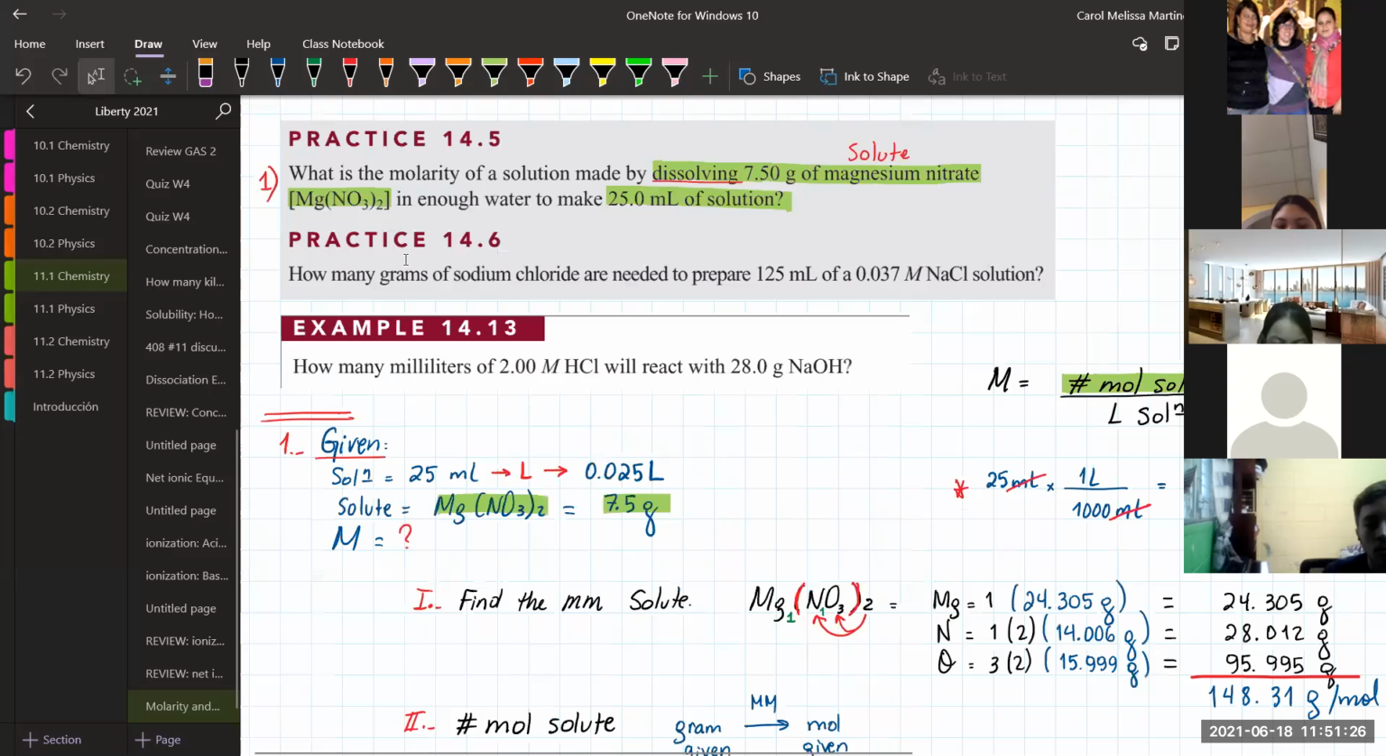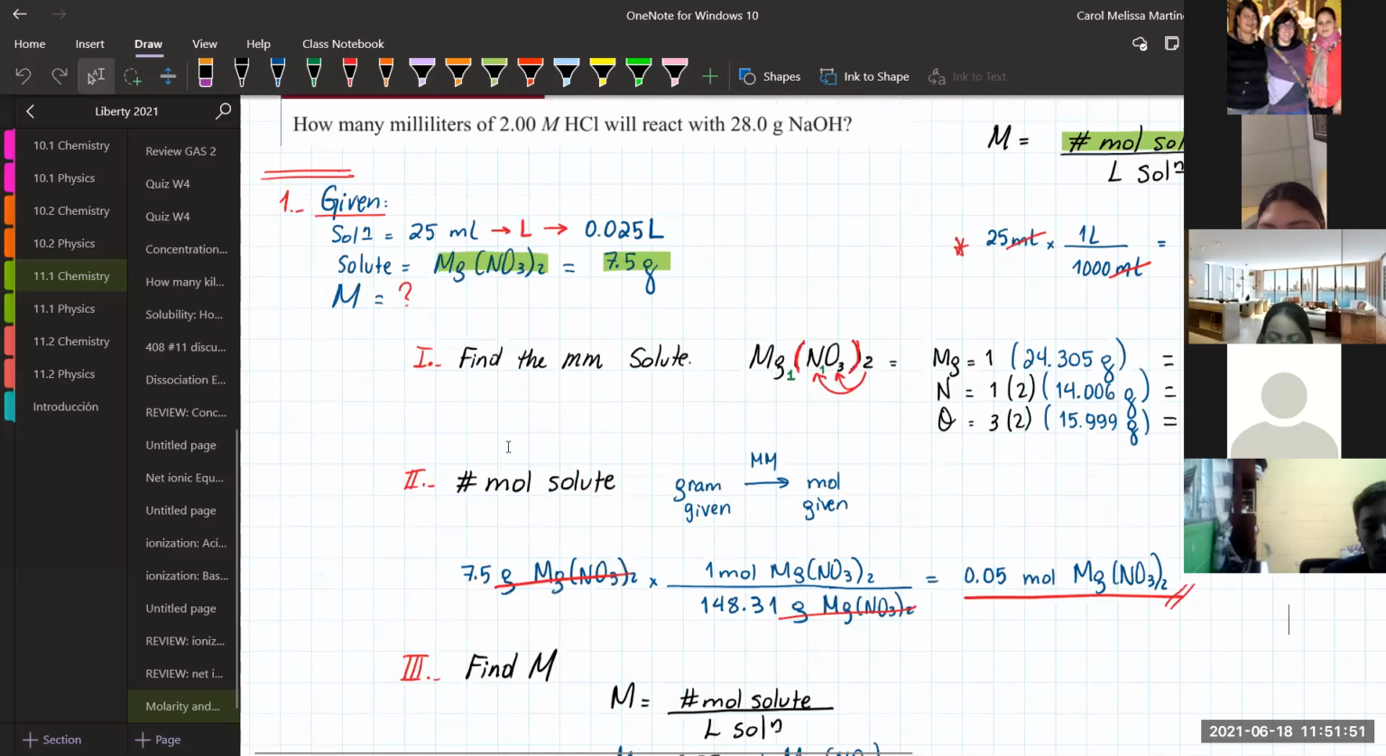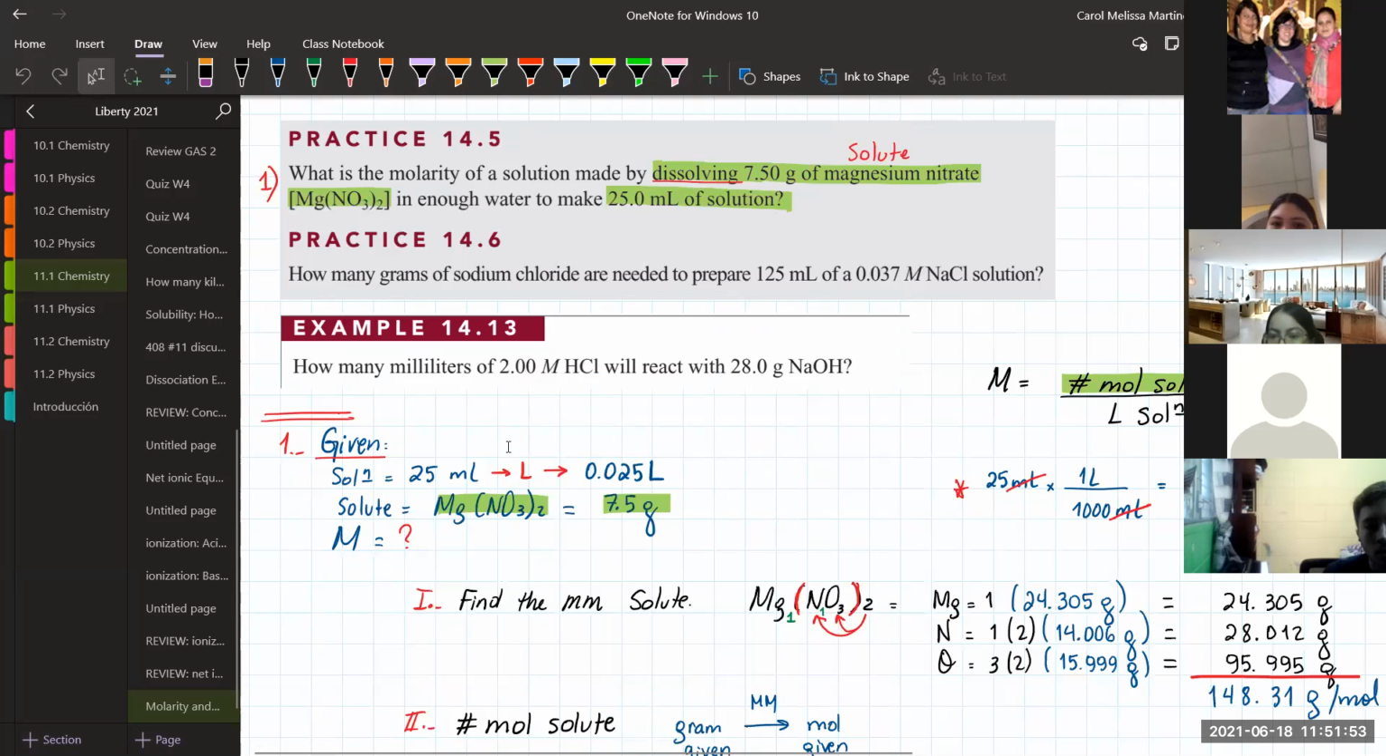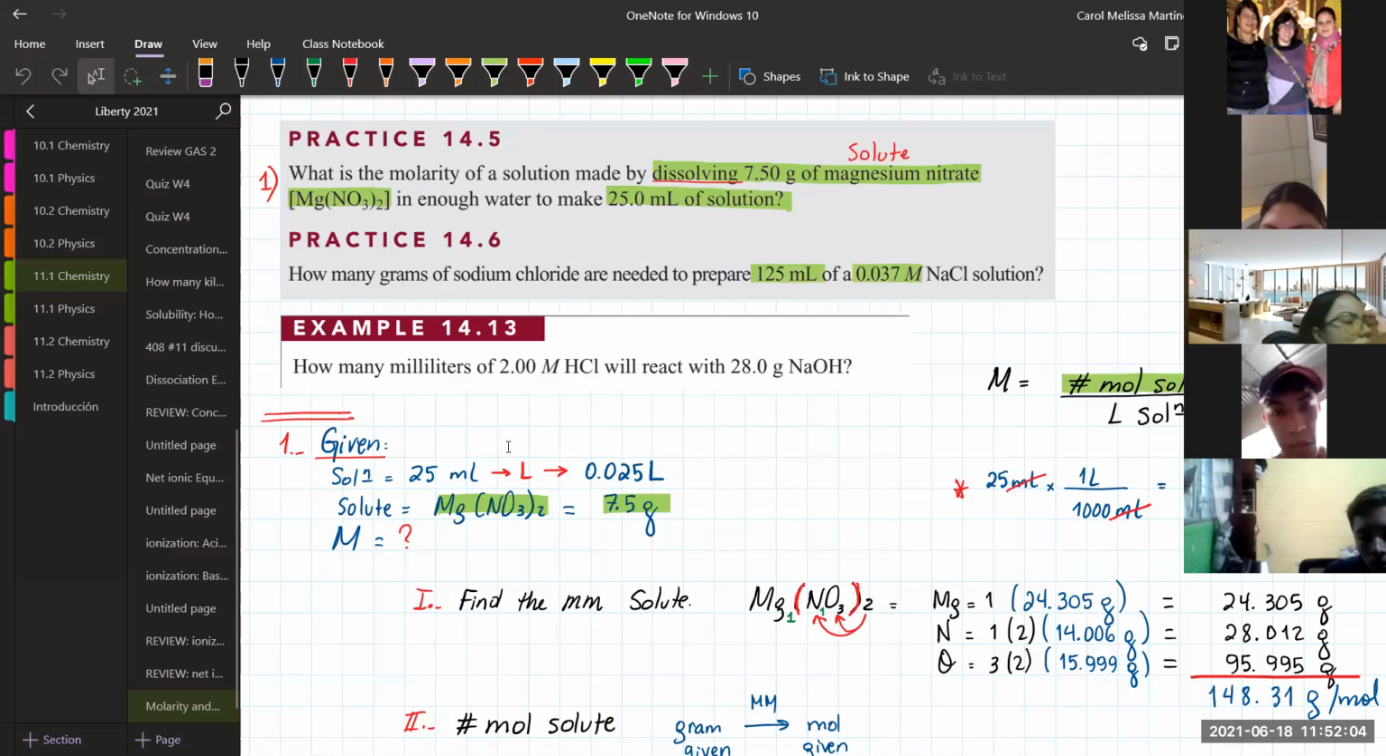Now, in the second problem, it says, how many grams of sodium chloride are needed to prepare 125 milliliters of a 0.037 molar sodium chloride solution, okay? So we're going to write the data here. You also write the data in your notebook. So this solution has 125 milliliters and the molarity is 0.037.